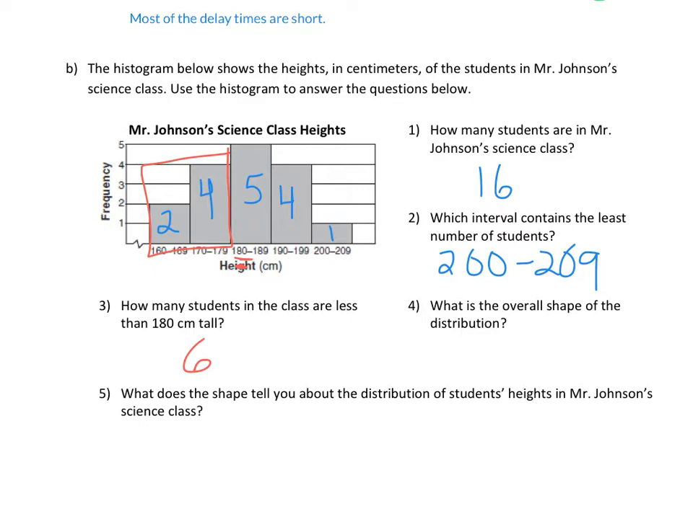And number 5, what does the shape tell you about the distribution of students' heights in Mr. Johnson's science class? Well, if you look, they're all pretty close together. We go from 160 to 209. We have one tall student, it looks like, but generally most of the data is in the center here, 170 to 199. That's pretty close. So we can go ahead and jot that down. Okay, the students are around the same height.